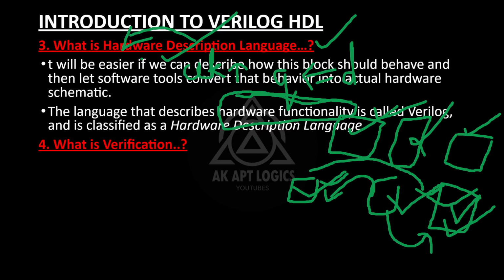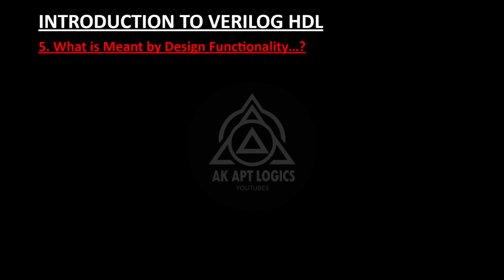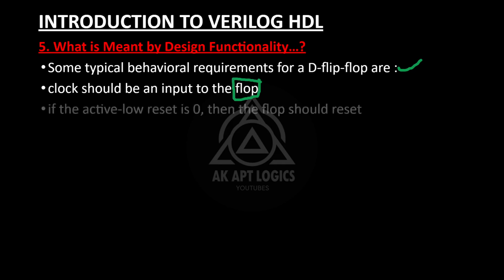Before coming to this, we will know in detail about the design functionality. What is meant by the design functionality? Some typical behavior requested of a developer. Let us see. Okay. So clock should be an input to the flop, right? Flop in the sense flip flop, short name. If the active low reset is 0, then the flip flop should be reset. Reset in the sense output Q will be 0. Set in the sense output Q will be 1.